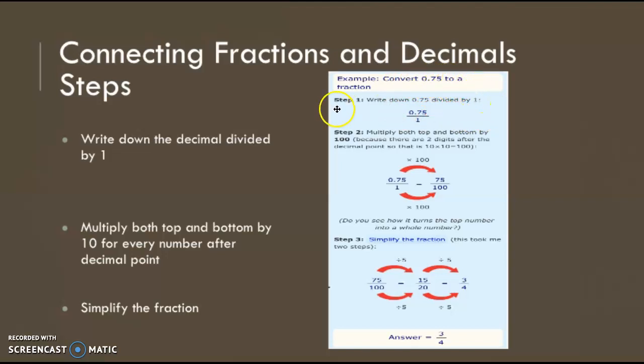So here we have an example where we need to convert 0.75 to a fraction. So now we're going to write down 0.75 divided by 1, which is shown here. And step 2, we're going to multiply both the top and the bottom by 100 because there are 2 digits after the decimal point. So here is that equation here.